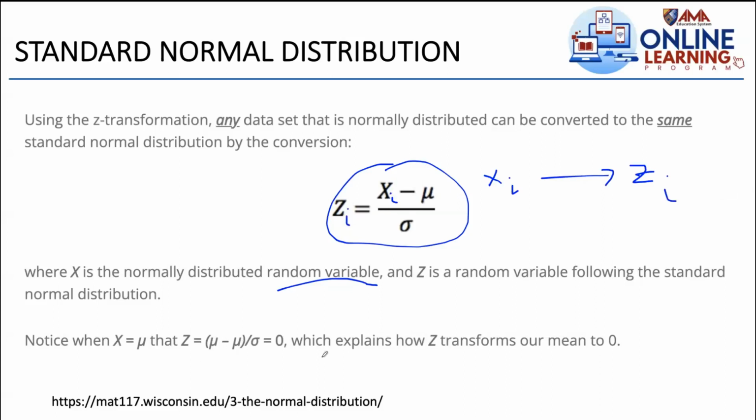That is why we get 0. We get 0 because notice that when x is mu, then if you put here mu minus mu, that is 0, divided by this is 0, which explains how z transforms our mean to 0. Okay, now let's go back to this.